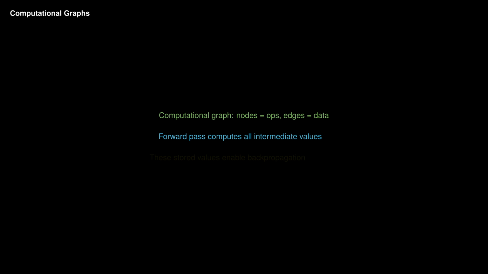We have built a computational graph for logistic regression loss and computed the forward pass with real numbers. Every intermediate value is stored on the edges of the graph. In the next video, we will use these stored values to propagate gradients backward through the graph. That is backpropagation.